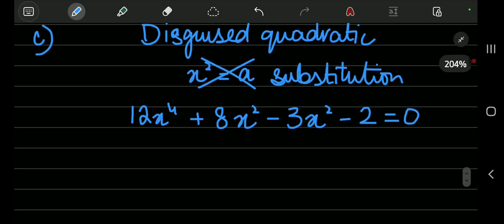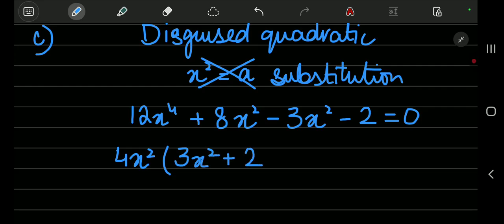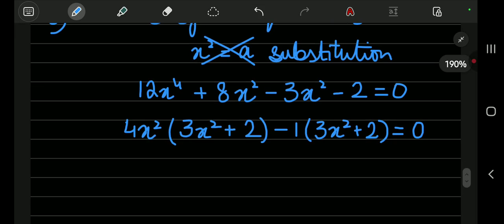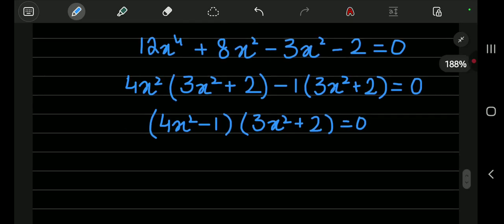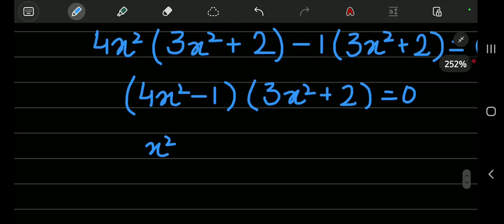So we take 4x square common, 3x square plus 2, minus 1 common, we will be getting 3x square plus 2 equals 0. So it will become 4x square minus 1 and 3x square plus 2. So from here we will be getting x square equals 1 over 4, or x square equals minus 3 over 2.